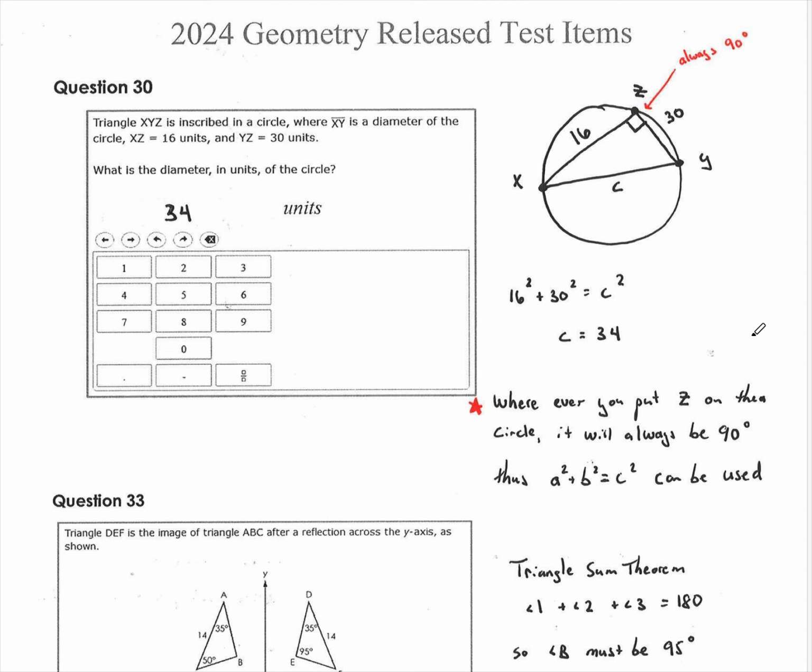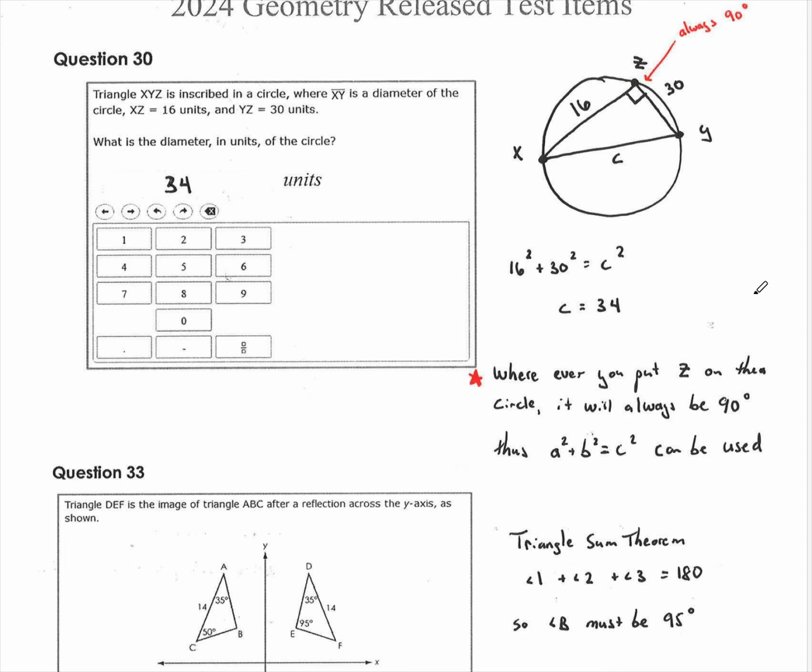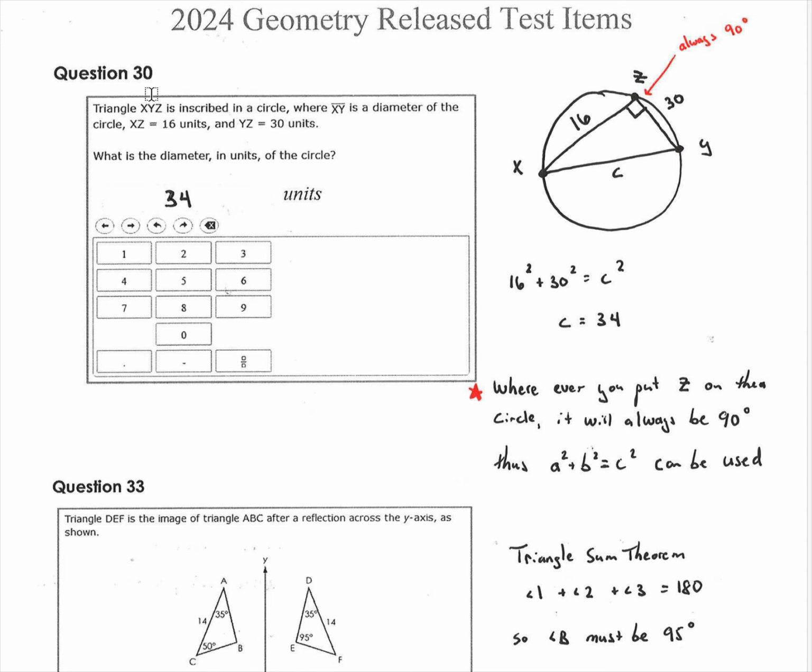Geometry AIR Test released items, and I'll just go through each one. Anytime they give you some information, I really think drawing a picture is important. As soon as they said that triangle XYZ is inscribed in a circle, I drew a circle and put 3 points X, Z, and Y on there. They did tell us that XY is the diameter, so I labeled that here, and then I randomly just put Z on the circle.